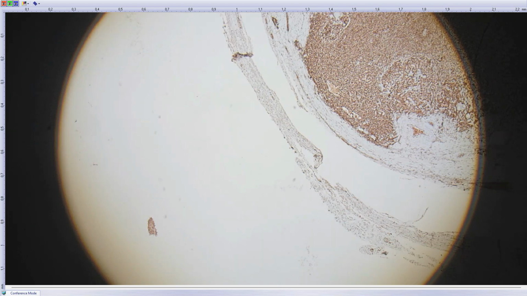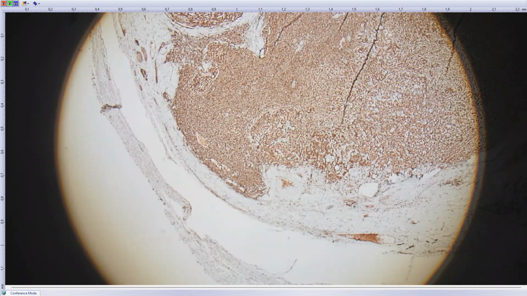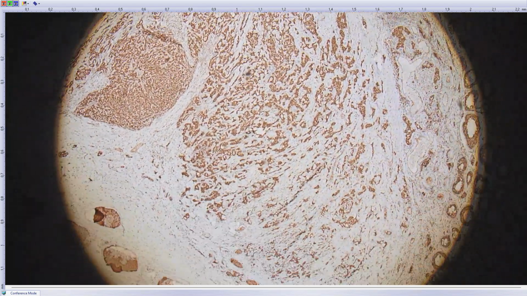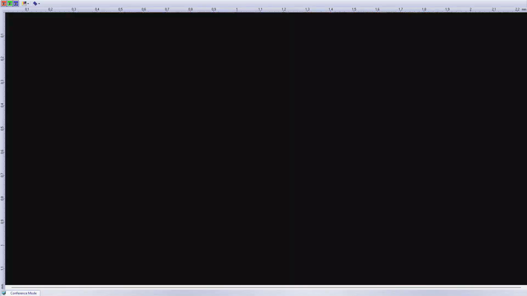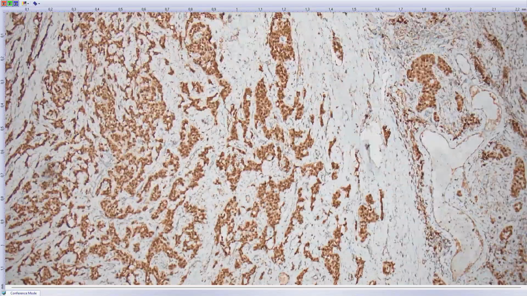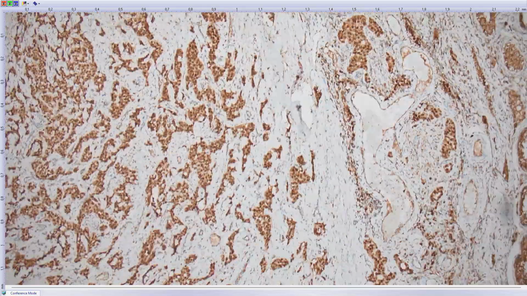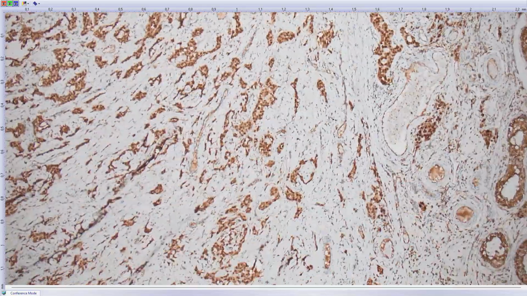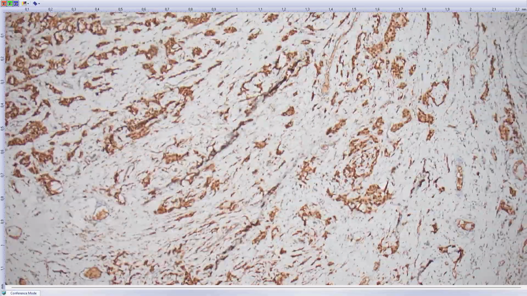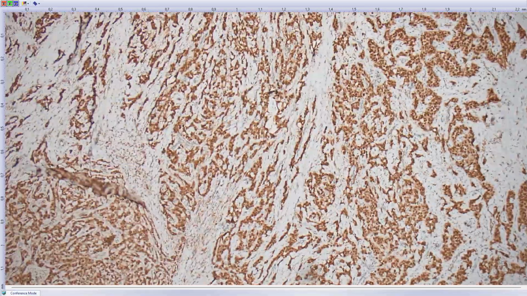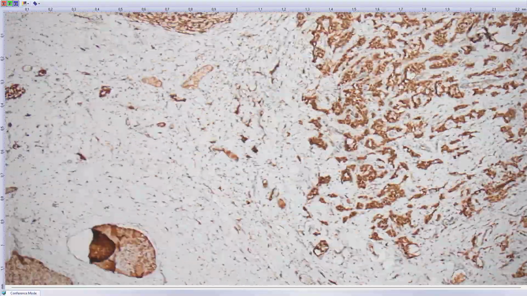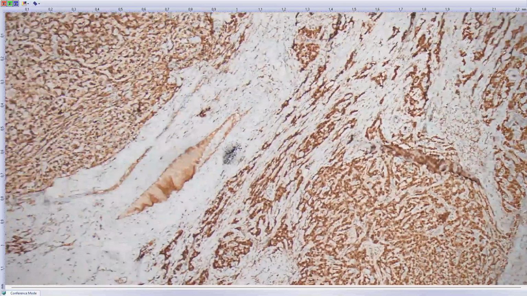SF1 is the best marker for sex cord stromal tumors, and its positivity clearly distinguishes the sex cord stromal tumors from other entities occurring in the testis. Here we also have strong diffuse nuclear positivity in the tumor.